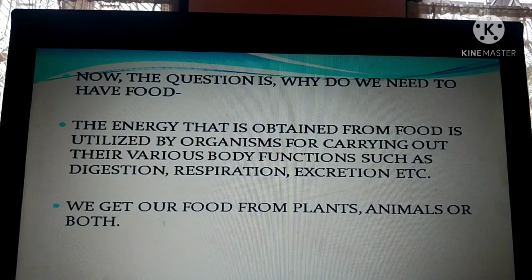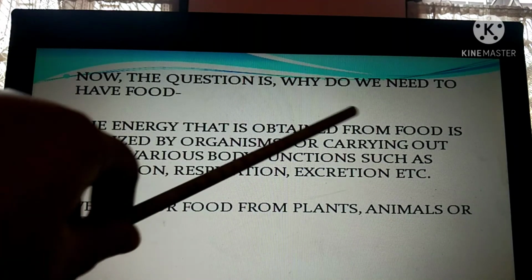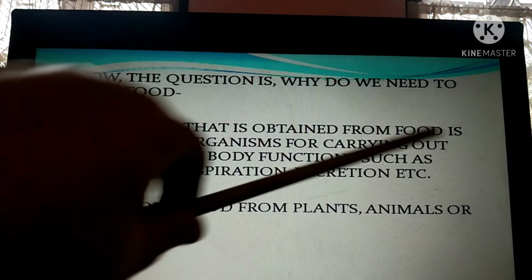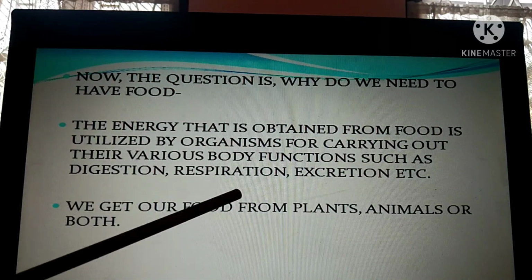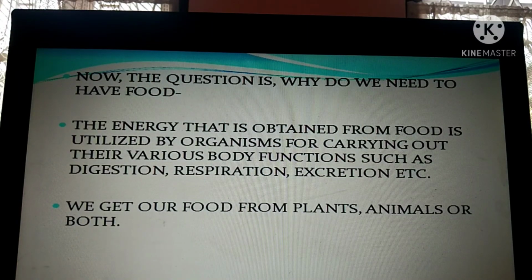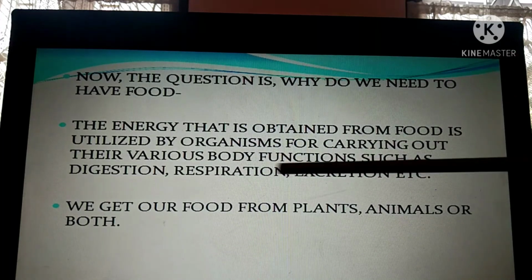Now the question is, why do we need to have food? That is the main question. The energy that is obtained from food is utilized by organisms for carrying out their various body functions like digestion, respiration, excretion. So why do we need food? Because we need food for carrying out all these life processes.